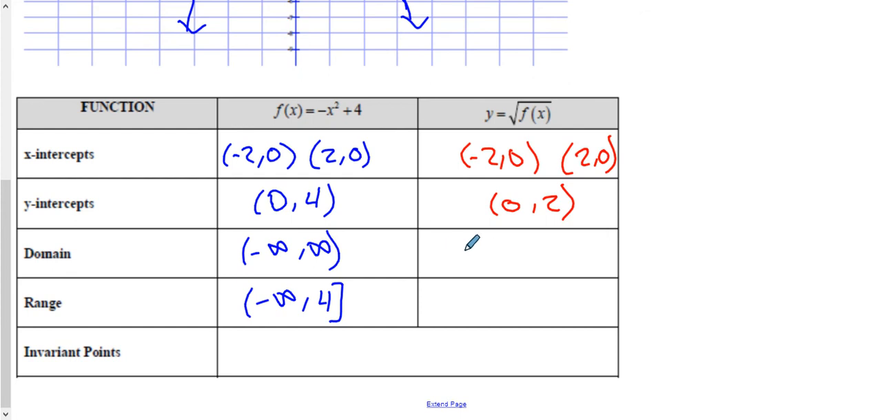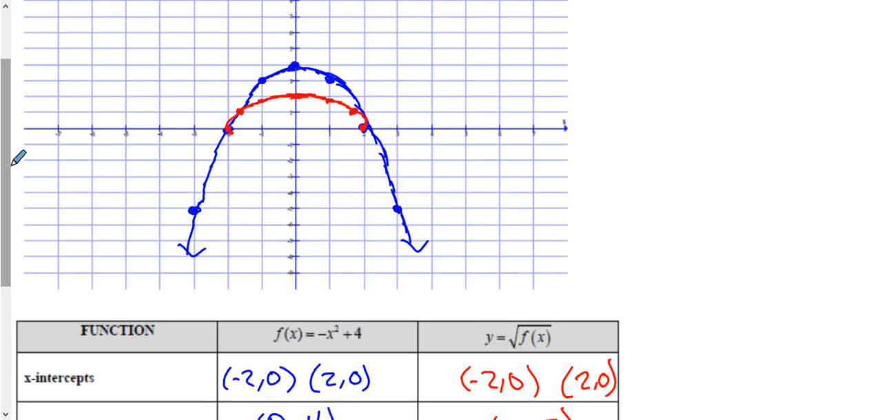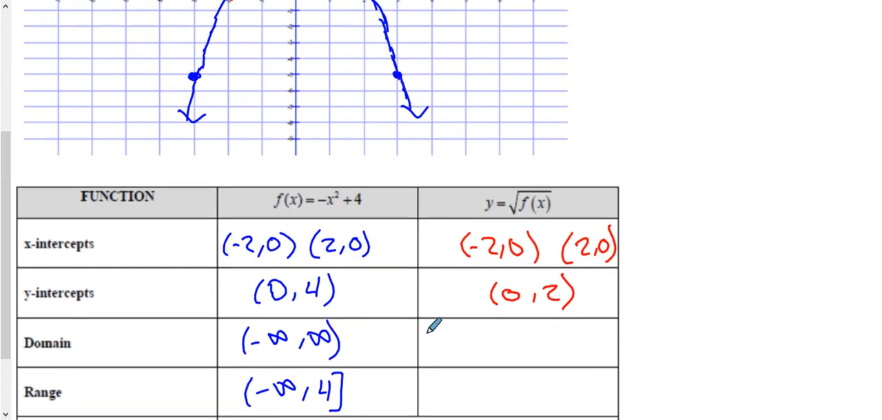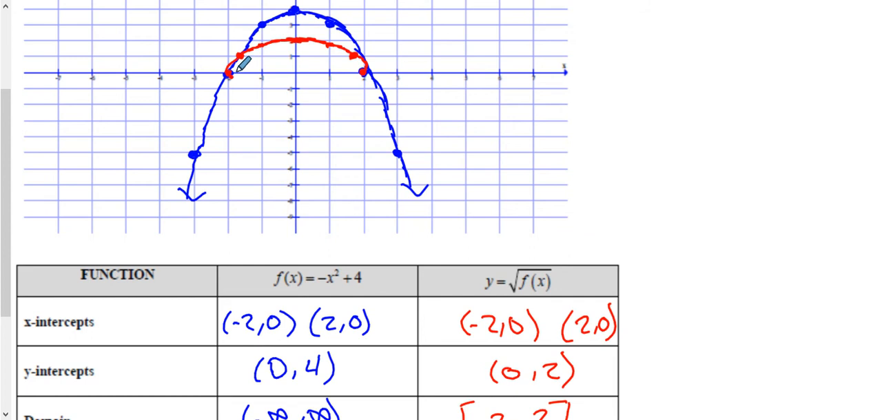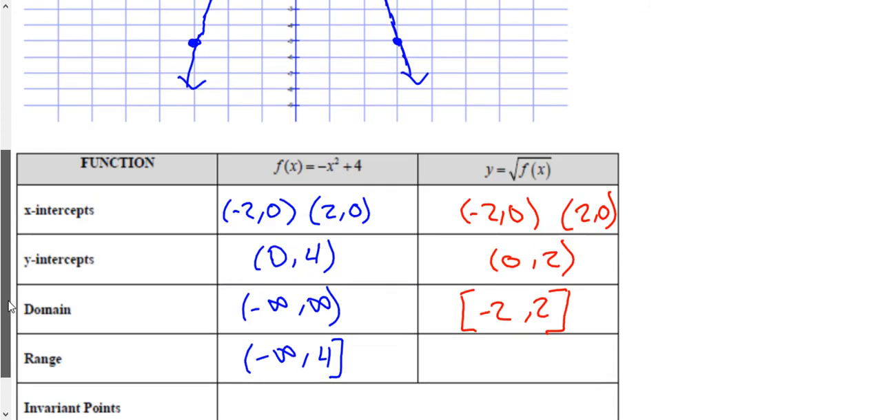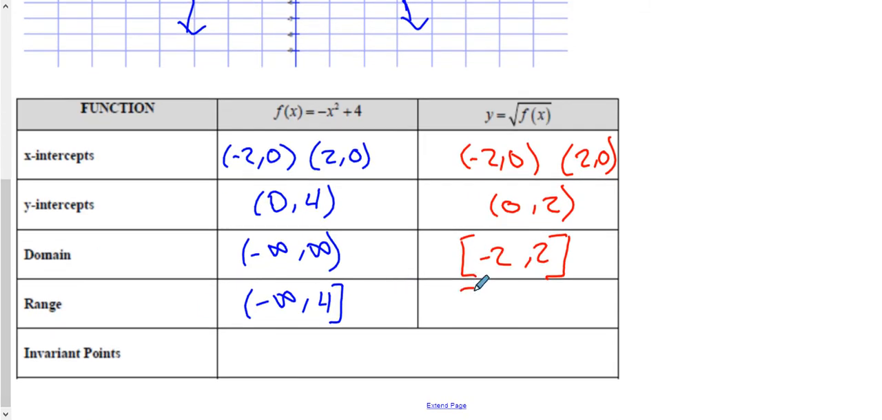Our domain here, we're stuck, and if you take a look at our graph here, our red section is only this little section here, so we're stuck for our domain. Our domain has to be between -2 and +2. And my range, again it's our little red graph here, so the lowest was 0, the highest we went to is 2, so our range is very limited here. Our range is going to be from 0 to +2.